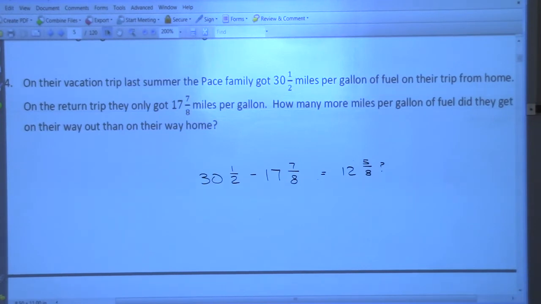So you're doing 30 and a half miles per gallon. Returns, and how many more miles? Yeah, so how many more means what's the difference between the two? All right.